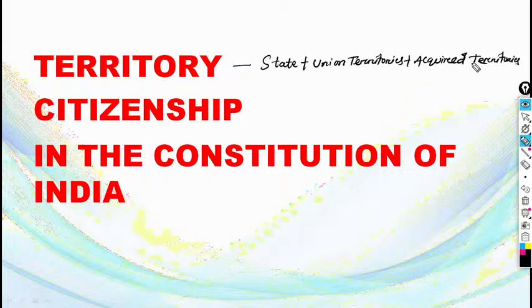Article 2 empowers the Parliament to establish and admit new states which are not a part of the Union of India. Articles 2 and 3 make changes in the territory, and these changes are done by Parliament by simple majority, like an ordinary law. It does not come under Article 368, and that is mentioned in Article 4.